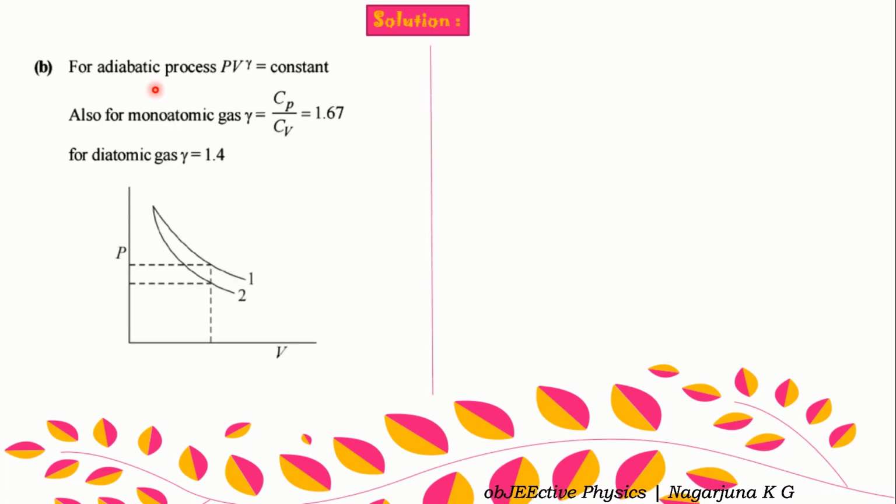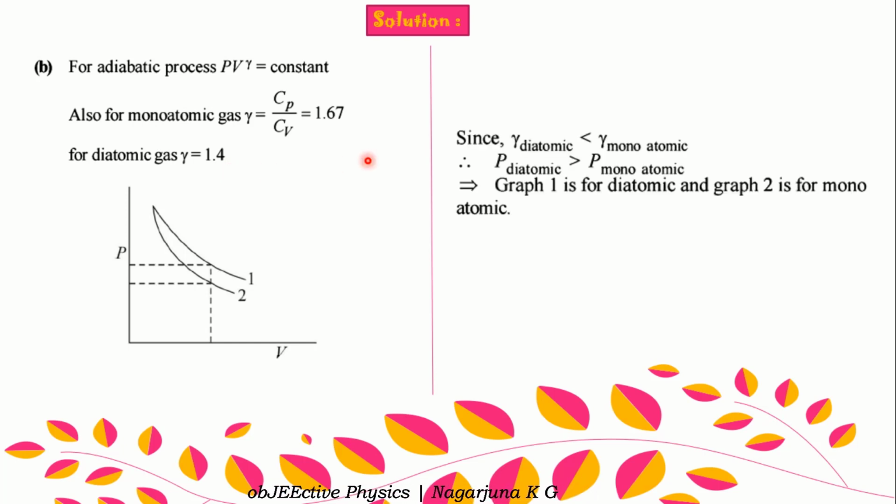Solution. For an adiabatic process, we know the relation between pressure and volume: PV to the power gamma is equal to constant. For monoatomic gases, gamma is equal to Cp by Cv, that is 1.67. For diatomic gas, gamma is equal to 1.4. Since gamma for diatomic is less than gamma for monoatomic gases, therefore pressure for diatomic gases is greater than pressure for monoatomic gases. Graph 1 is for diatomic and graph 2 is for monoatomic. Therefore, option B is the right option.